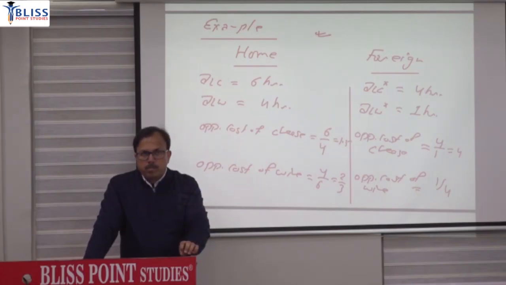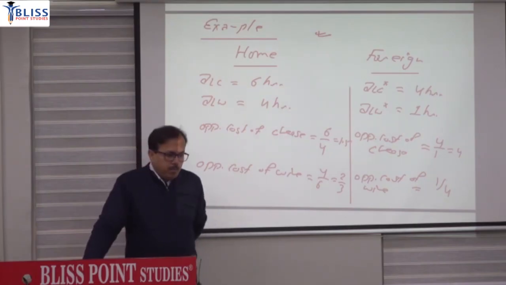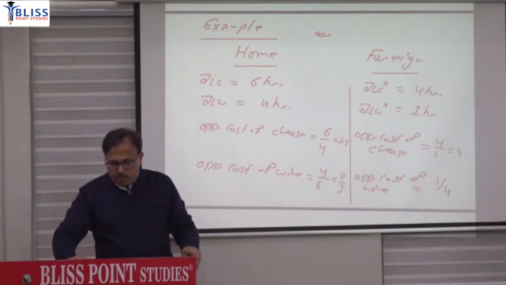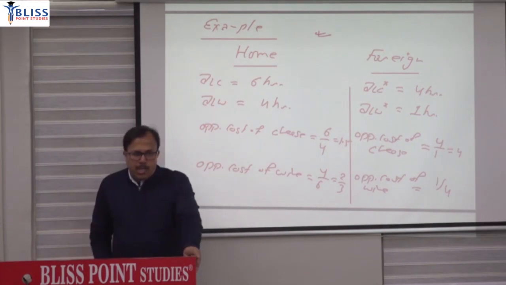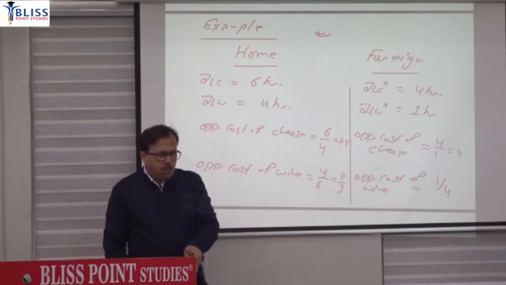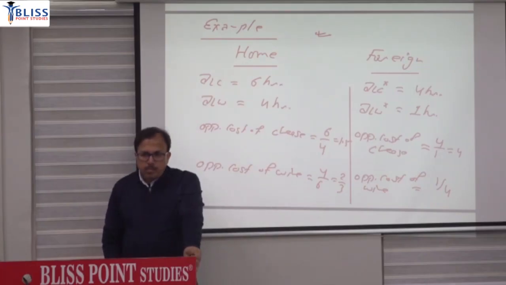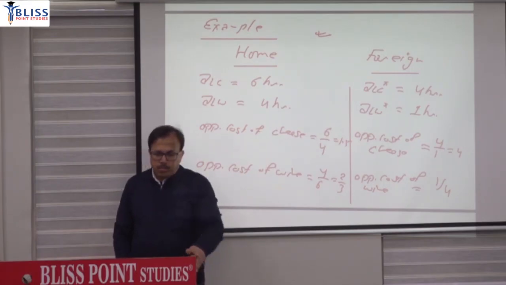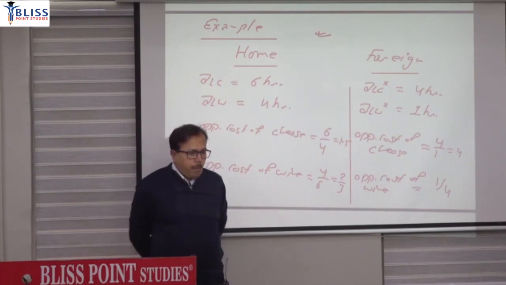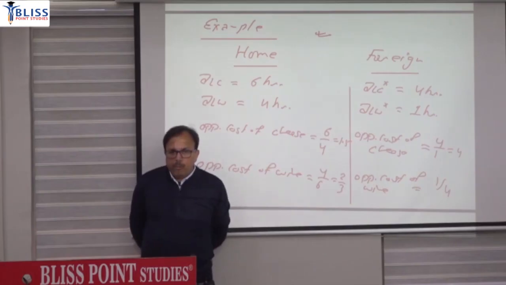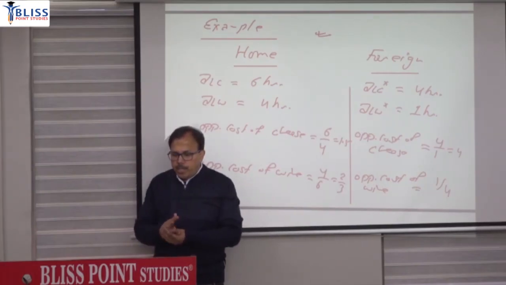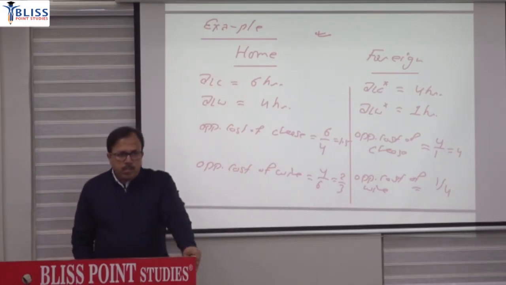In the above example, foreign country has absolute cost advantage in the production of both goods because labor productivity is more in foreign country.